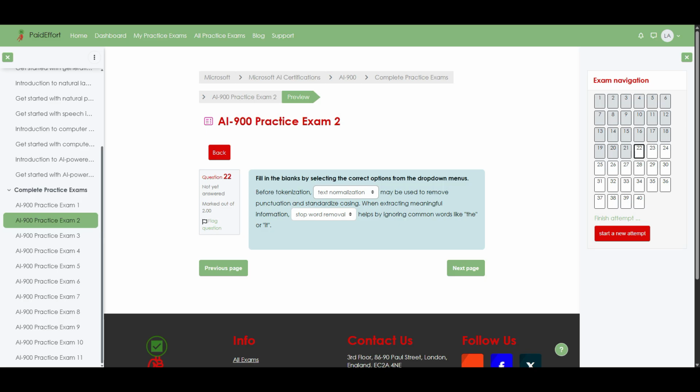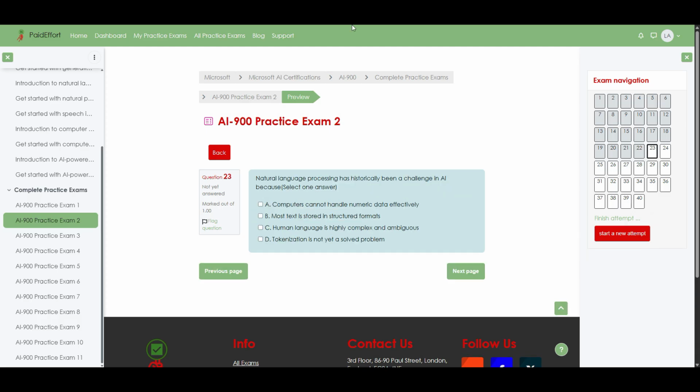Now, other options like n-gram generation or stemming serve different purposes. N-grams help in analyzing phrases or sequences, not cleaning the text. And stemming simplifies words to their root forms, but it doesn't eliminate common ones. Entity recognition doesn't modify the text either. It's about labeling key terms after the pre-processing is done. So for a clean and focused input before model processing, normalization and stop word removal are your go-to techniques.